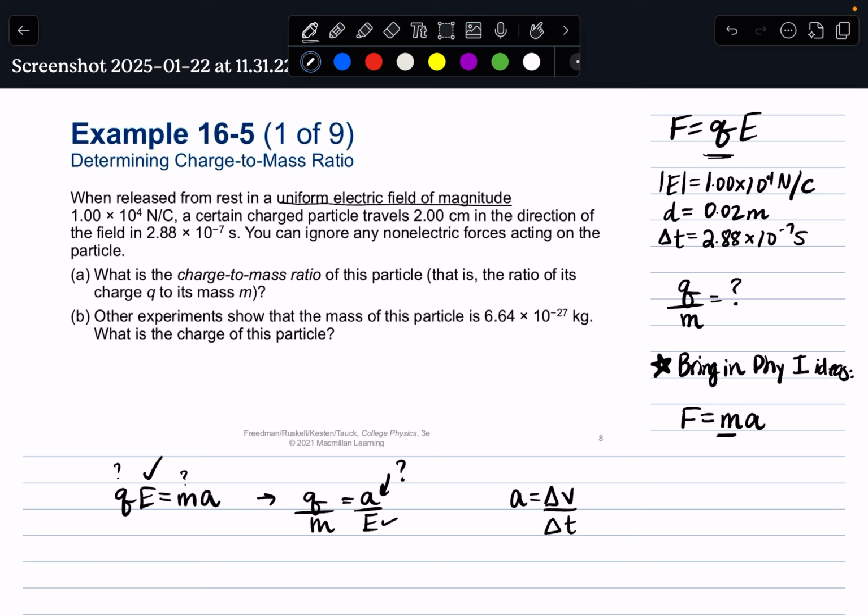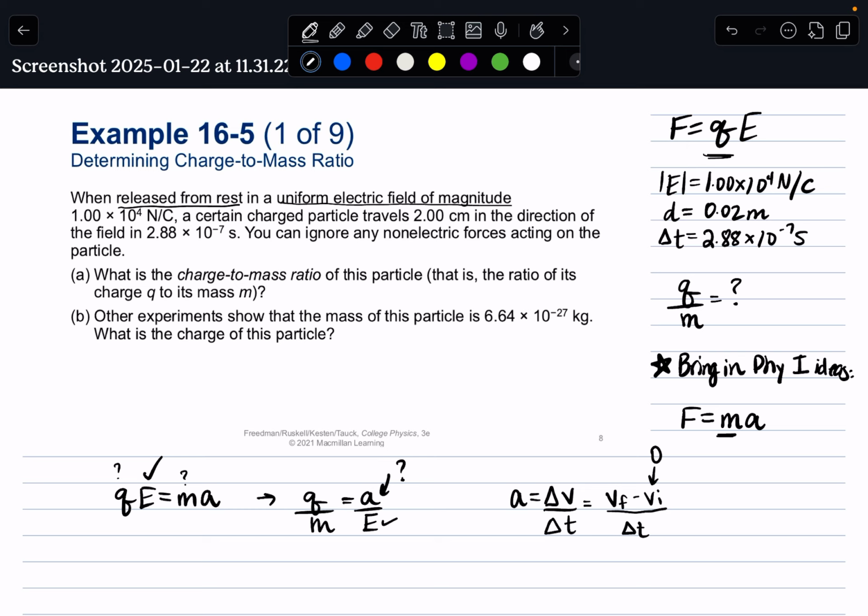So what is our delta v? Our delta v is V final minus V initial, and the time is delta t, given to us. The initial velocity is 0, because it was released from rest. We still don't know our final velocity. So we're going to need to bring in a kinematic equation to figure out what the velocity is.